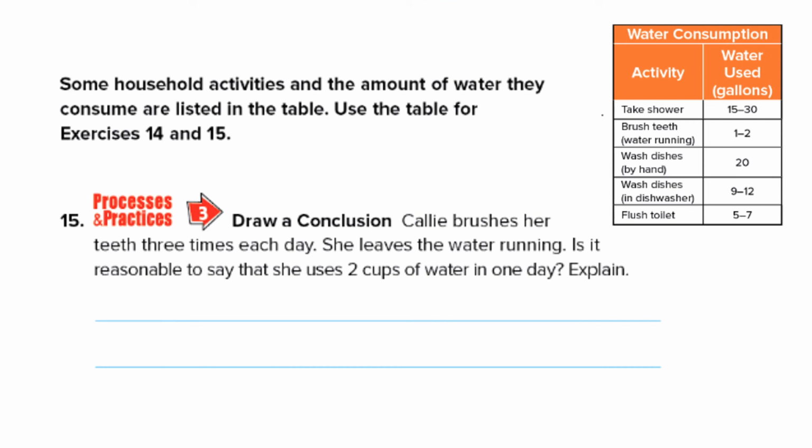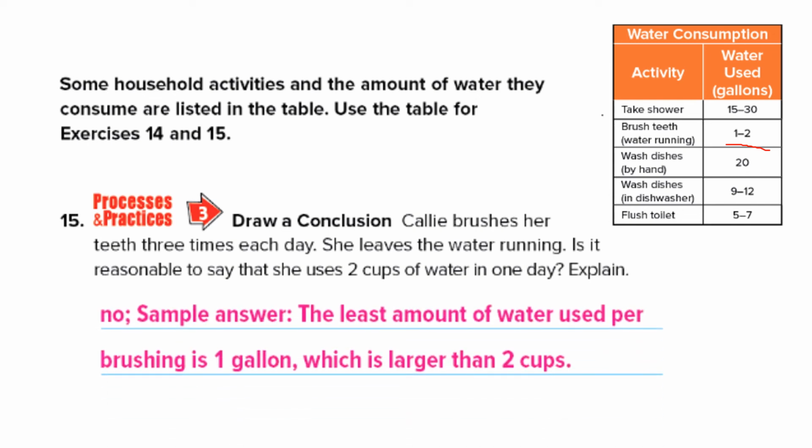And then Callie brushes her teeth 3 times each day. She leaves the water running. Is it reasonable to say that she uses 2 cups of water in 1 day? So she brushes her teeth 3 times a day. So she uses up to 2 gallons of water. So 2 times 3 would be 6. The least amount of water would be 1 gallon, which is larger than 2 cups, isn't it?